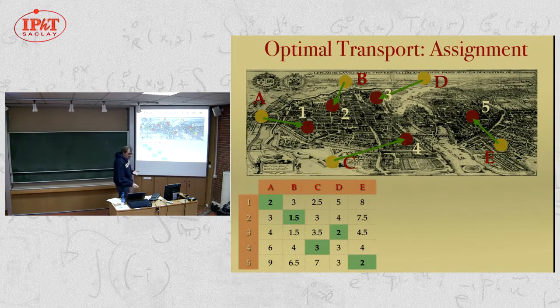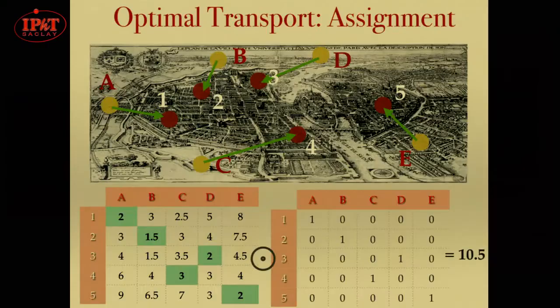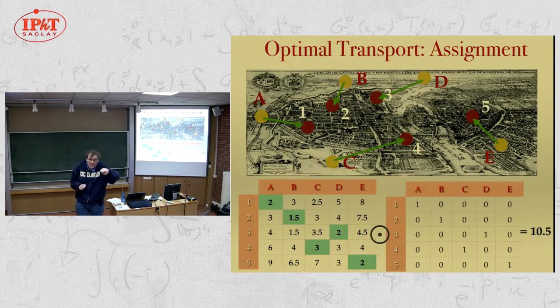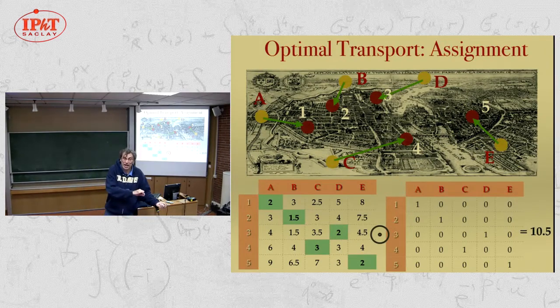Now, what is interesting is you can rewrite that by just giving a 1 for when a mill is associated to a bakery, and 0 when it's not. So you have a binary representation of the best transport plan you came up with for delivering the flour to the bakeries.